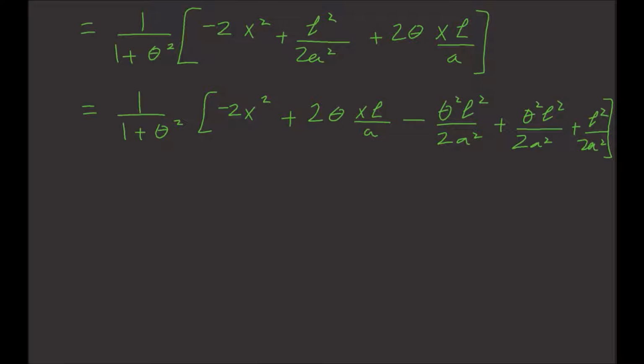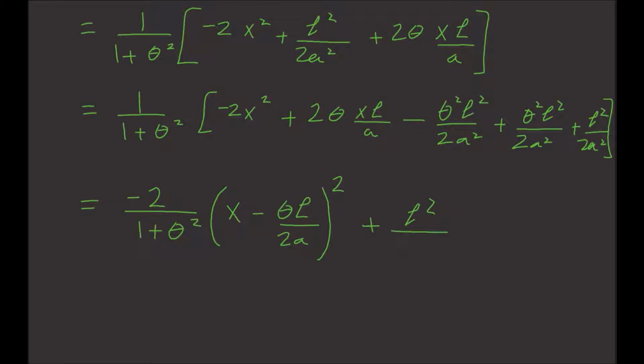Alright, let's take this and simplify it one more step. So this is going to be equal to minus 2 divided by 1 plus theta squared times x minus theta times L divided by 2a, and this term is squared, plus L squared divided by 2a squared. I really recommend you take the time to do the steps between these three lines here. So now let's put everything together.